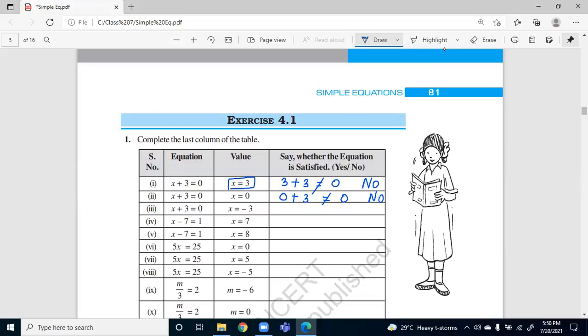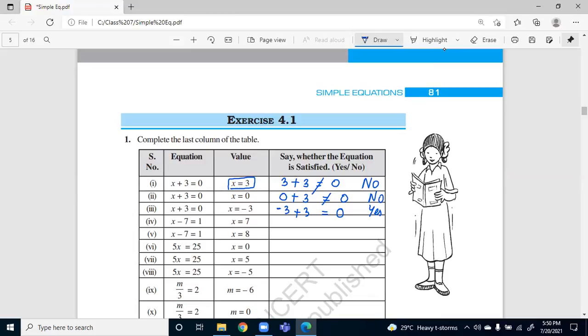Ma'am, the third one is correct. Third one is correct. So in place of x, I am substituting minus 3. So minus 3 plus 3 will make how much? Minus 3 plus 3 is equal to 0. So you will say yes, it's satisfied.